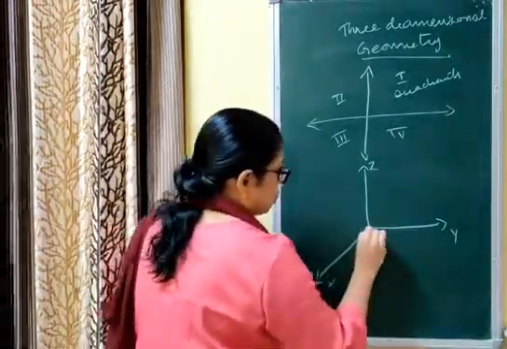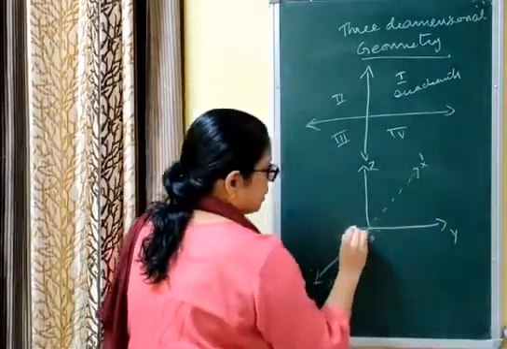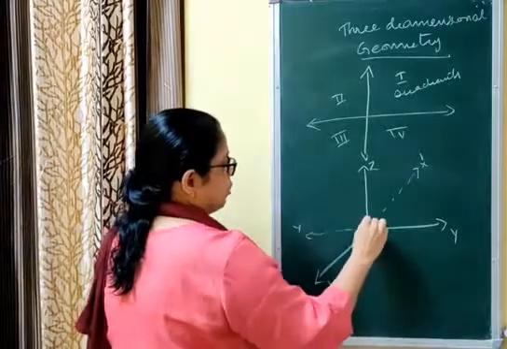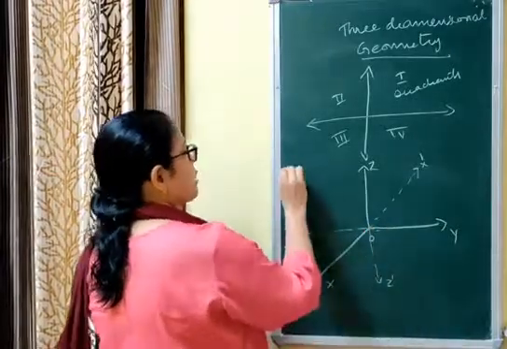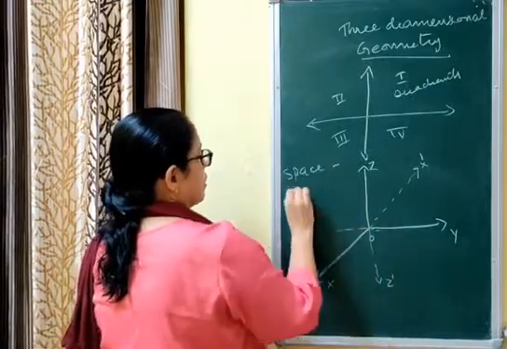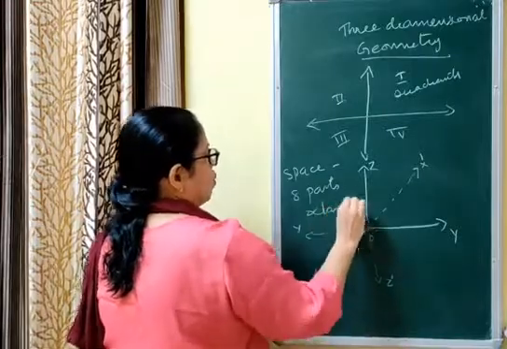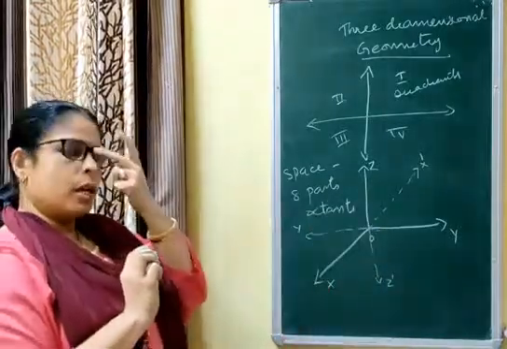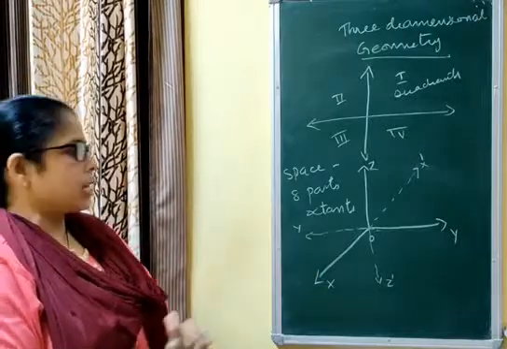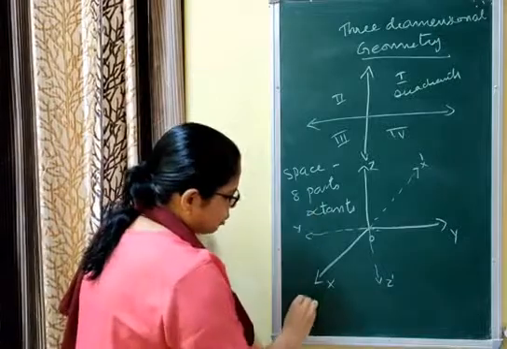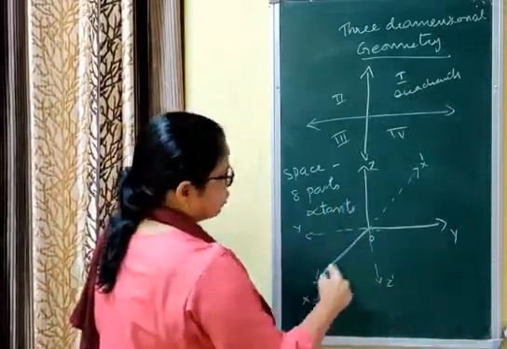Now if this is the positive side, it will go this way to x dash. If it is the positive side, the negative side is y dash. If it is positive upwards, the negative side is z dash. It will divide the whole space into 8 parts and each part is called an octant. Naming the octants is not necessary, but it is given in your book as octant 1, octant 2. We can identify octants like this. First of all, take x, y, z.